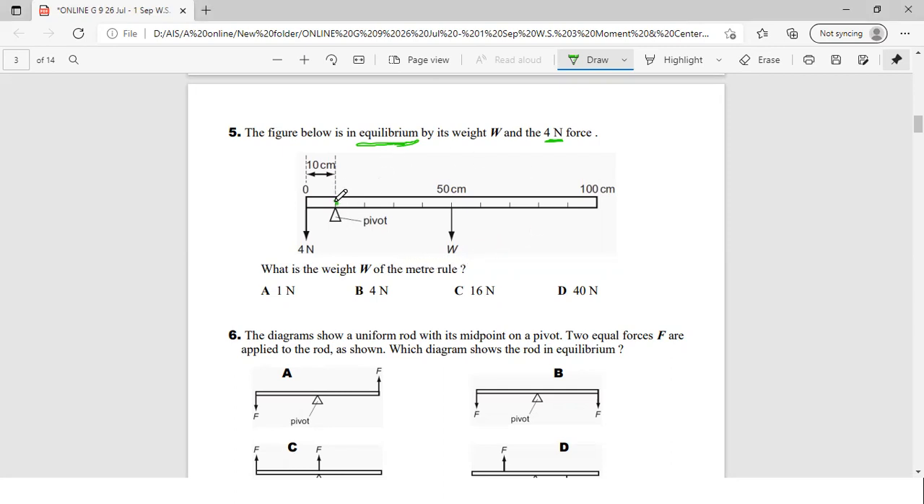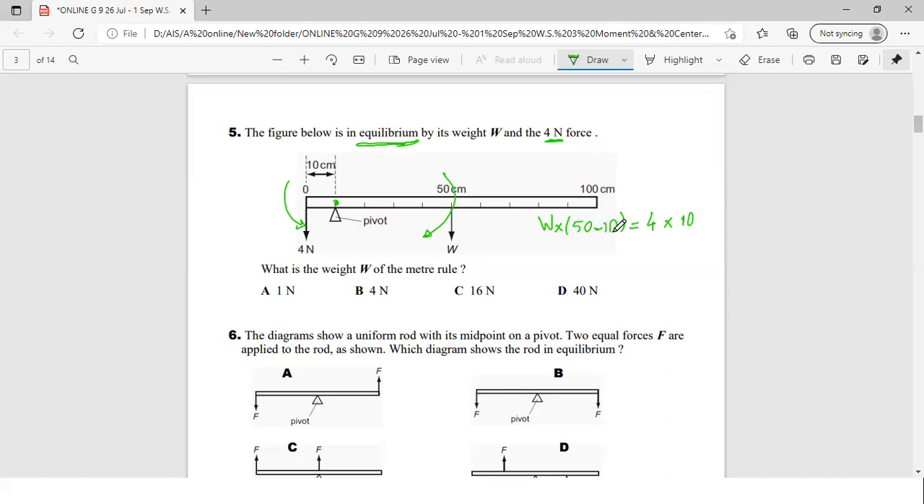Now we have to know that this is the pivot and this is the distance. There is a moment in this direction, anti-clockwise, for the 4 Newton, and there is a force from the weight W acting in this direction, which is clockwise. So the clockwise moment is force W multiplied by the distance. How far is it from the 50 centimeter mark, the center, because it's a uniform meter rule, to the 10 centimeter mark? It's 40 centimeter. It's not necessary to convert from centimeter to meter. Multiplied by the other force, 4 Newton, multiplied by how far it is from the pivot, which is 10 centimeter.